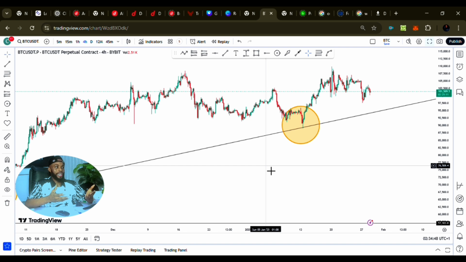Now what you need to do right now is to map out the key levels, the key zones of this chart, of this pair. Map out the key zones, just in case you have not watched the video where I explain everything about key zones like support and resistance.